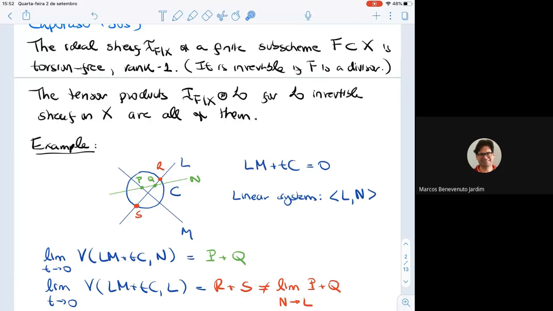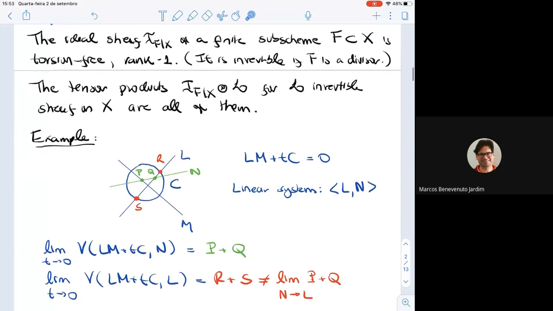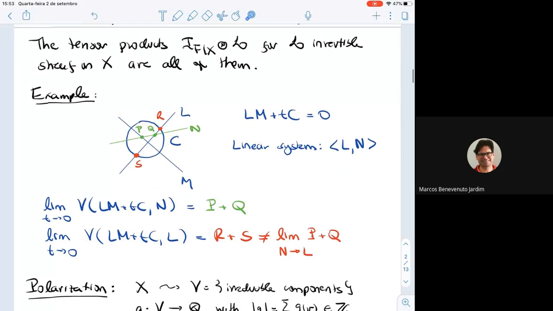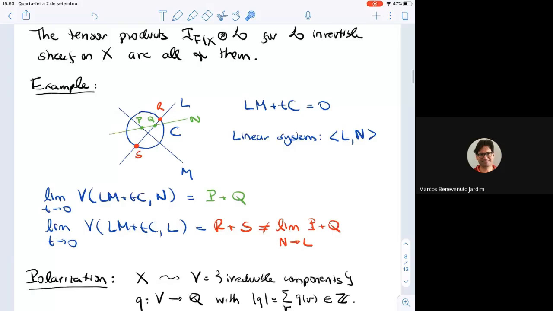So how to deal with this? The solution that has generally been given to this problem is to pass to the sheaves and simply forget some of these multidegrees, to concentrate on some specific multidegrees. And that's given in terms of a polarization. So I'm going to talk about polarization now. Before that, any question about the example?